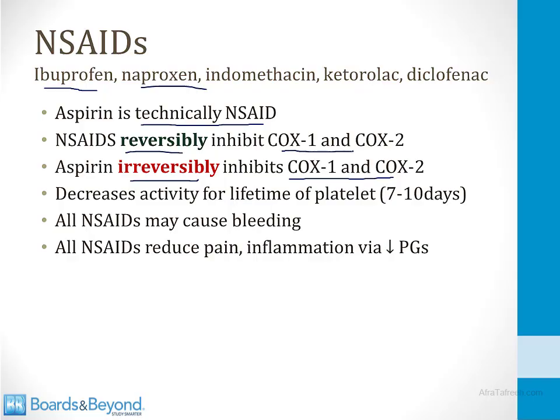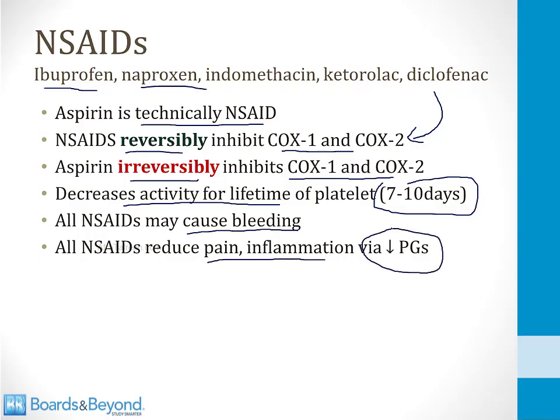For this reason, aspirin is the preferred antiplatelet drug because it will decrease platelet activity for the lifetime of the platelet, about 7 to 10 days. The other drugs, since they are reversible inhibitors, can potentially be bumped out of the way if there is significant platelet activation. All of the NSAIDs, however, inhibit cyclooxygenase and decrease the level of thromboxane A2, and therefore they're all associated with bleeding, including aspirin, and they all reduce pain and inflammation via lowering the amount of prostaglandin synthesis.